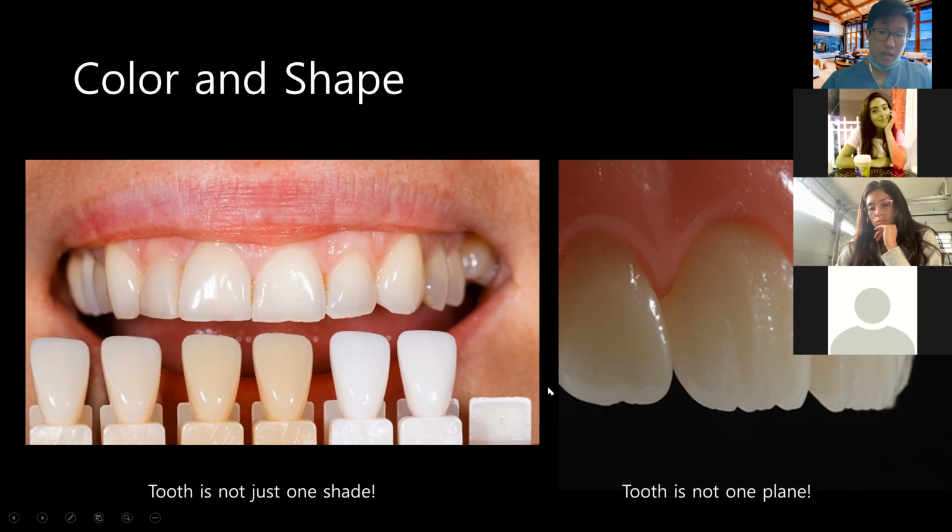And as you can see here, there's a lot of anatomy on the tooth surface. It's not just one plane.